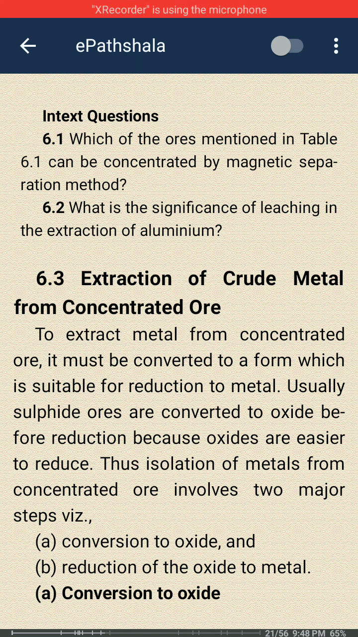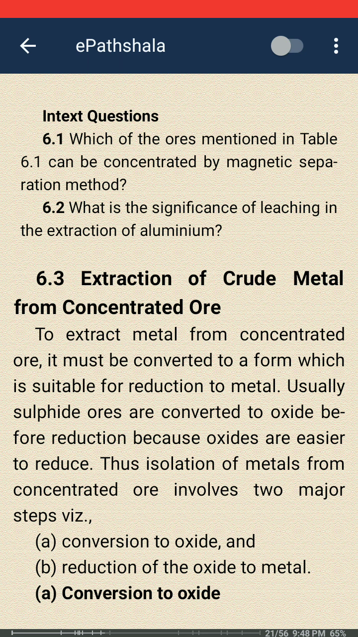Today I am going to introduce extraction of crude metal from a concentrated ore. For that there are two methods. First one is conversion to oxide and the second one is reduction of oxide to the metal.